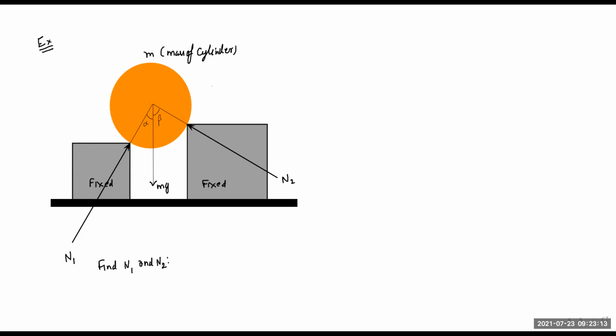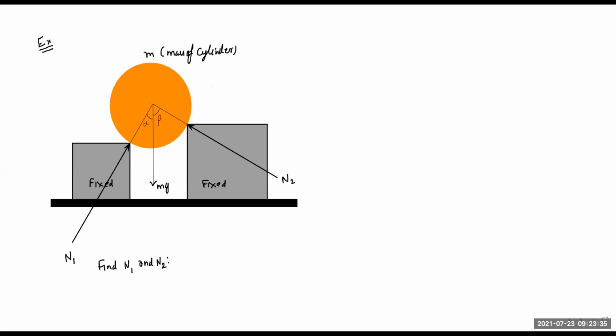Sir, I got N1 as mg cos beta by sin alpha plus beta, N2 as mg cos alpha by sin alpha plus beta, and N3 is mg. No, there is no N3 here. Here we have only N1. We don't have a third force.